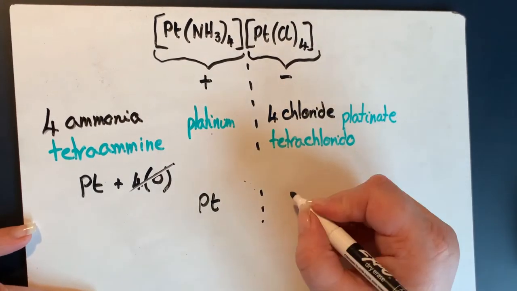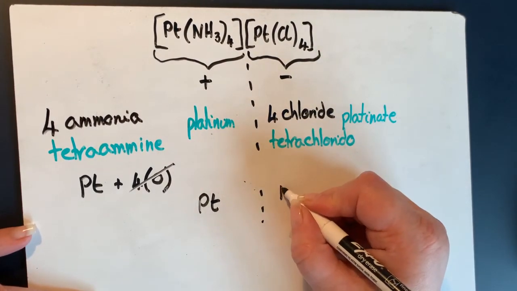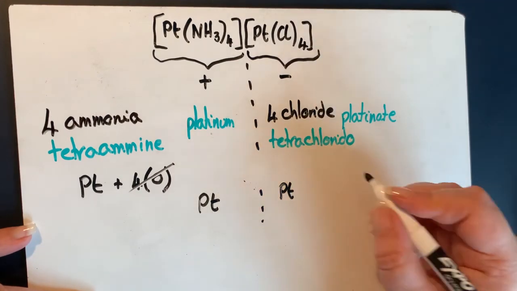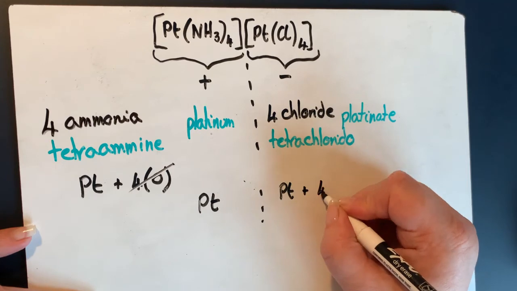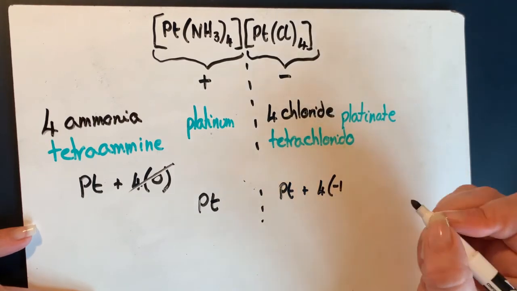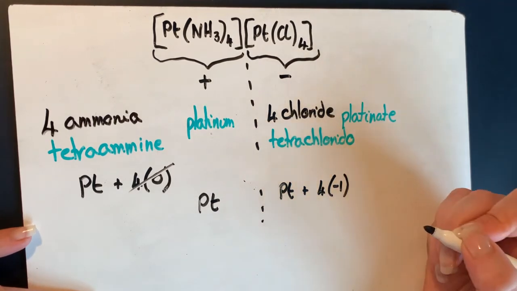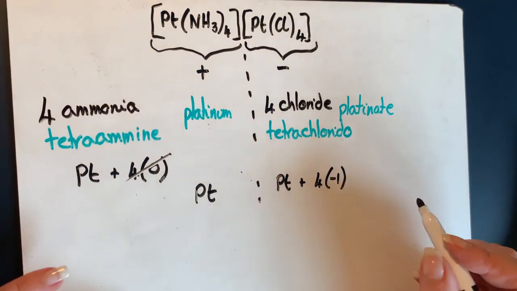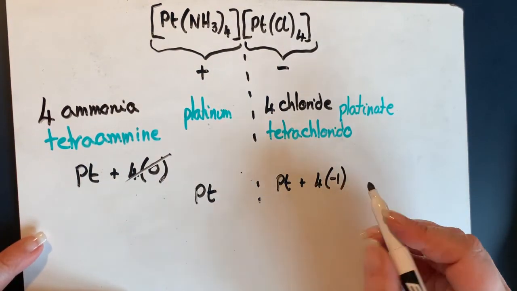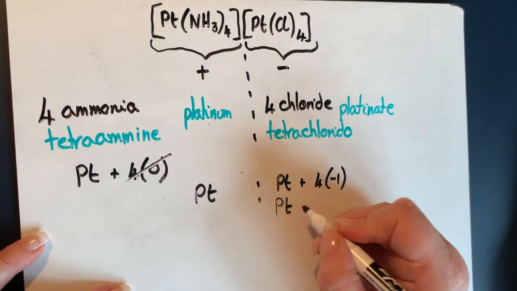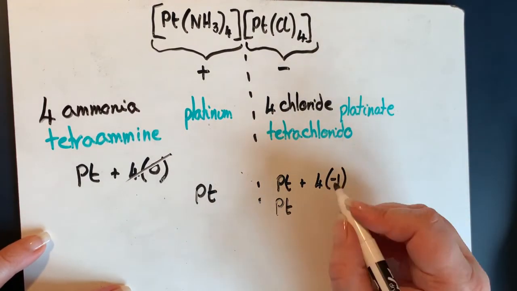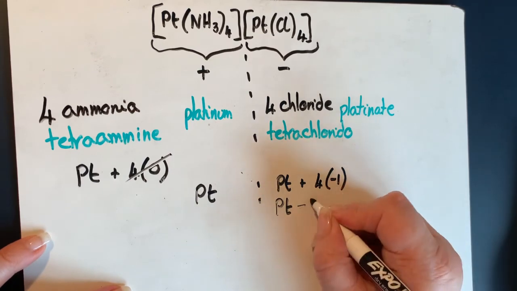So over here, we've got our platinum and we have 4 -1 charges. Having a look at this now, we can simplify this side. So we've got whatever the charge on the platinum is, -4.